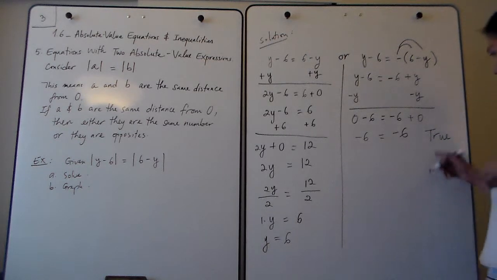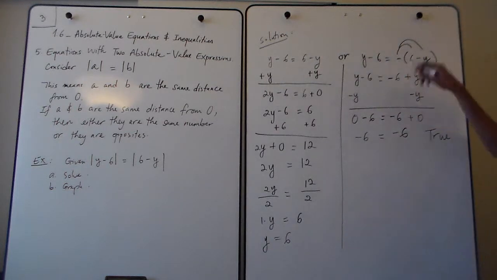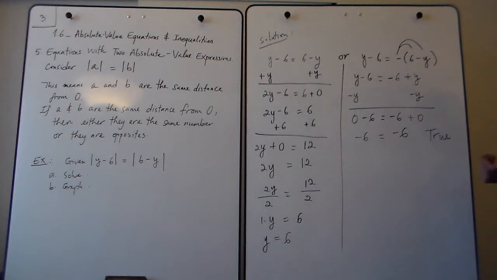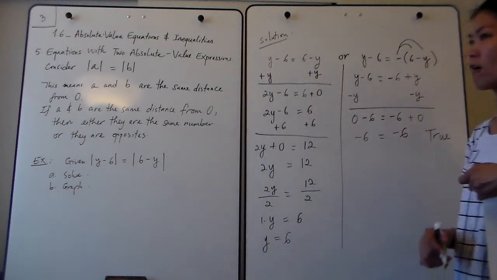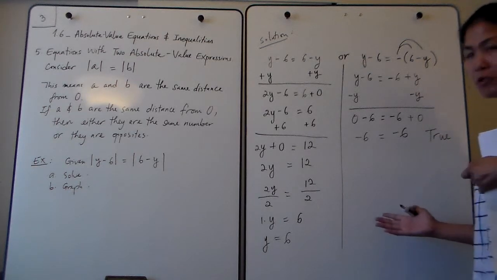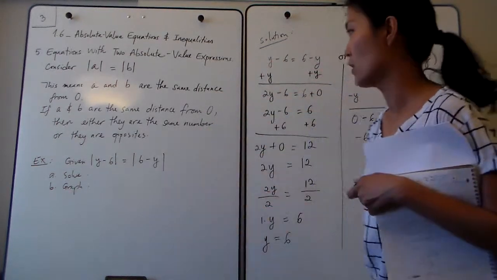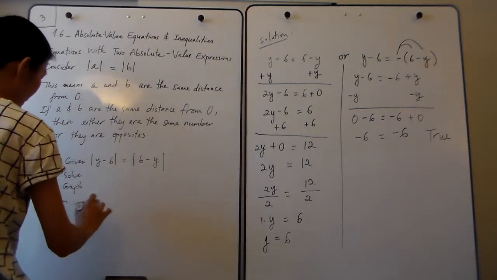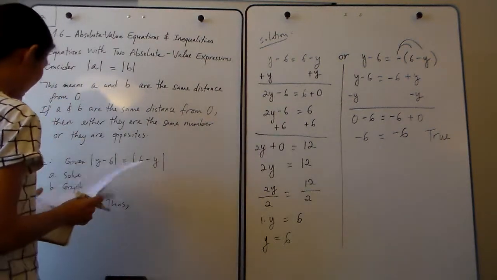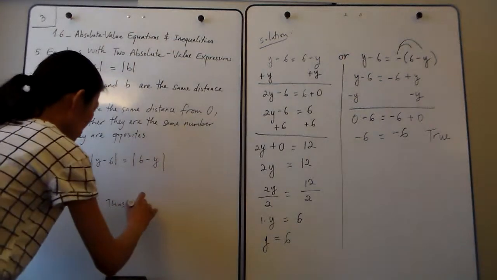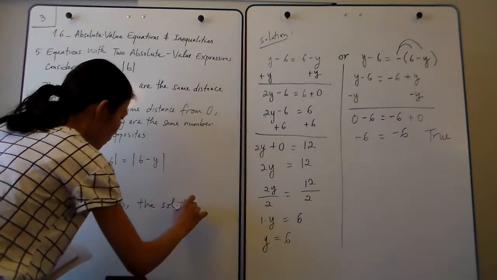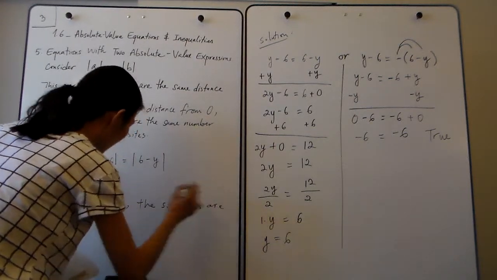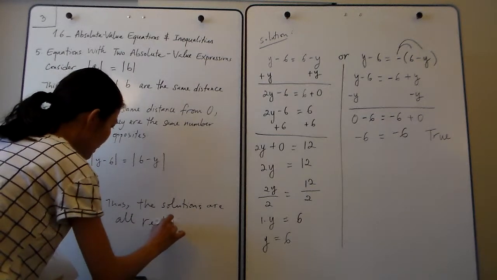So if it's true, that means for this equation and the other equation, which is y equals 6, all real numbers are solutions of this equation. So let me write the answer here. For part A, thus the solutions are all real numbers.